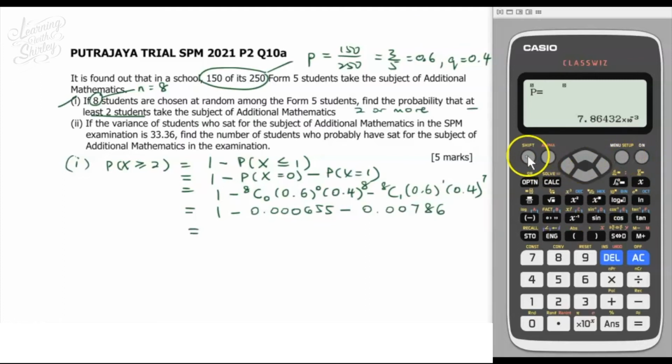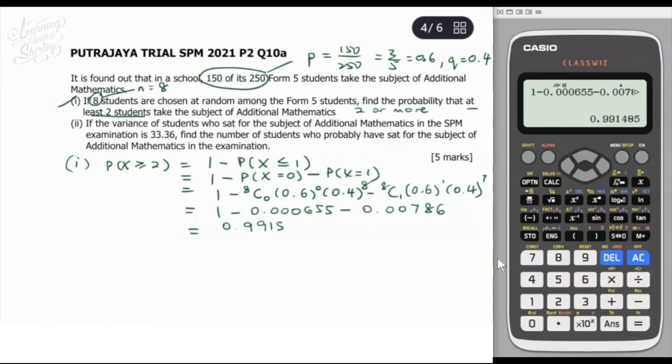So you go to shift, reset, initialize all, yes, and then AC. So 1 minus 0.000655, then minus 0.00786, then equals. So you get 0.9915, you round it off. So this is the answer.